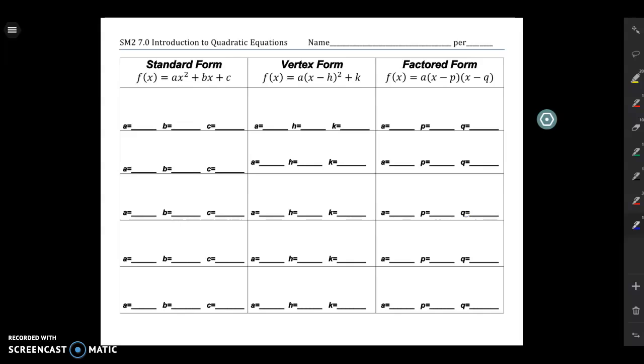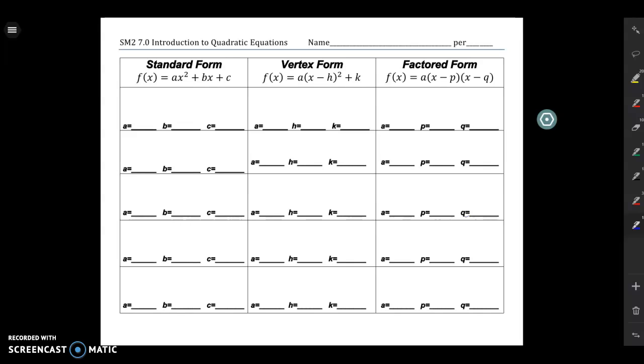The first form is called standard form, and it looks like ax squared plus bx plus c. The second form is vertex form, and it looks like that formula right there. And then the last form is factored form, okay? So first we're just going to look at some examples of each of the different forms that we have, okay?